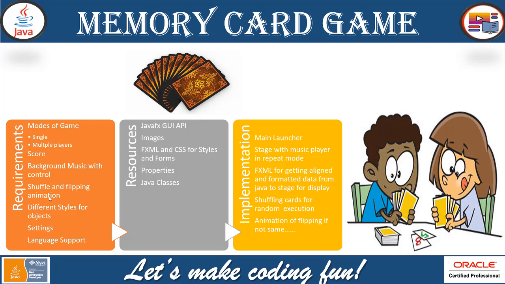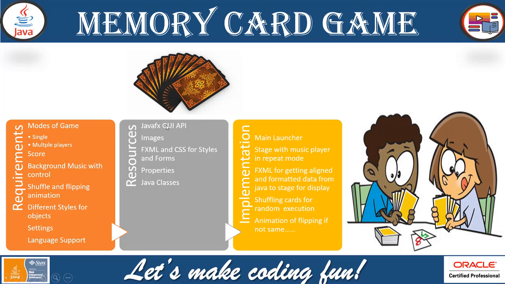Different styles of objects. For example, not just for the mode, we have different types of resolutions and settings, and other advanced features were included in this game. Language support. Here we come up with only two languages. You can add more features and more language support in this game to make it more accessible to all people.